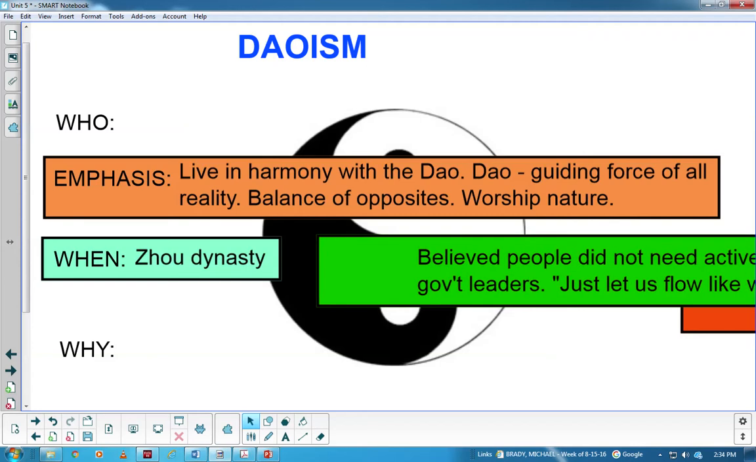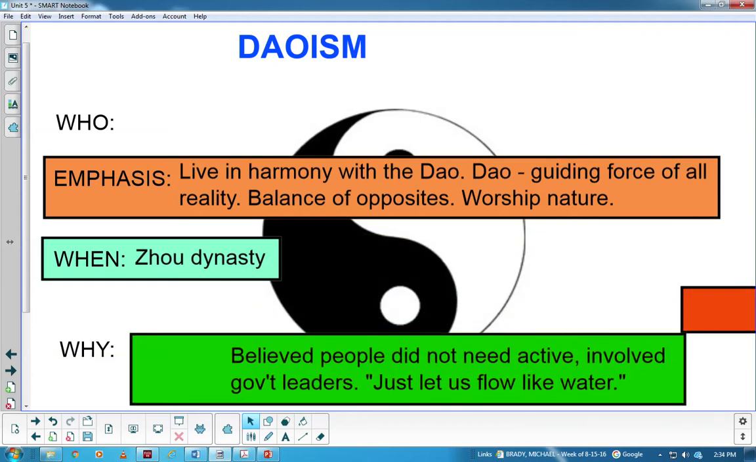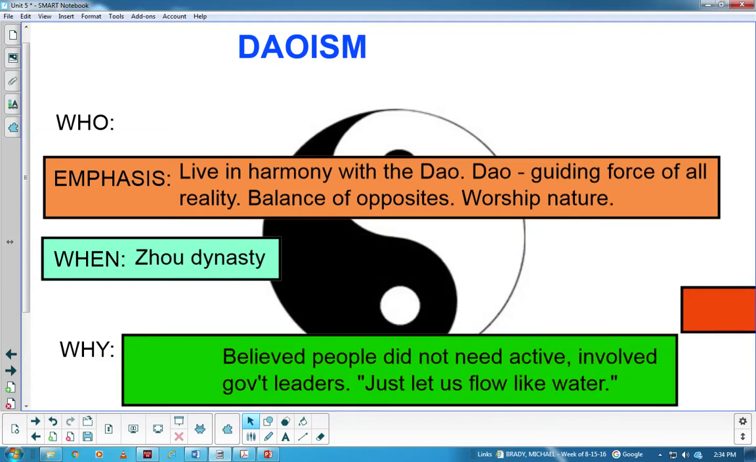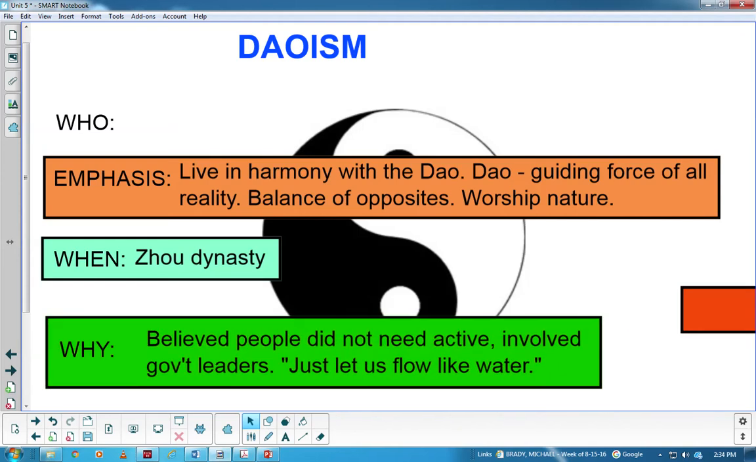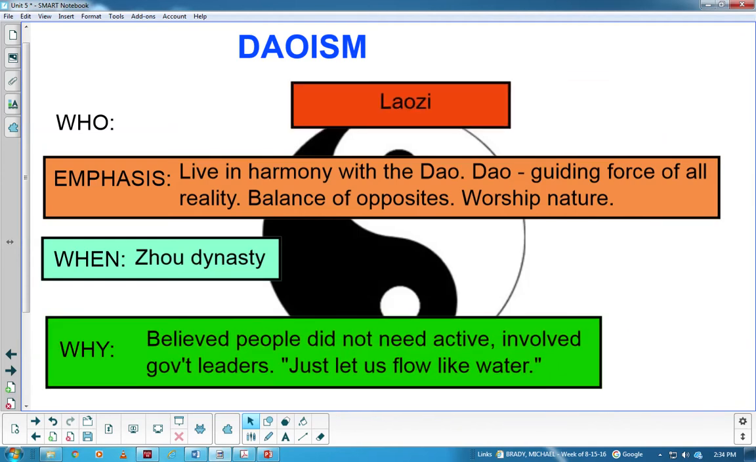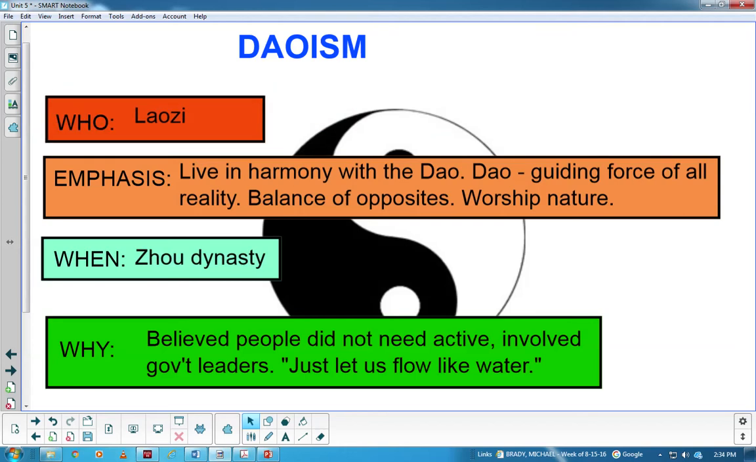How about this one? Believe people did not need active, involved government leaders. Just let us flow like water. That's the why of Taoism. That's why this man, Lao Tzu, came up with the concept of Taoism, because he didn't believe that people needed active, involved government leaders. He believed that people could just flow like water and everything would be fine.